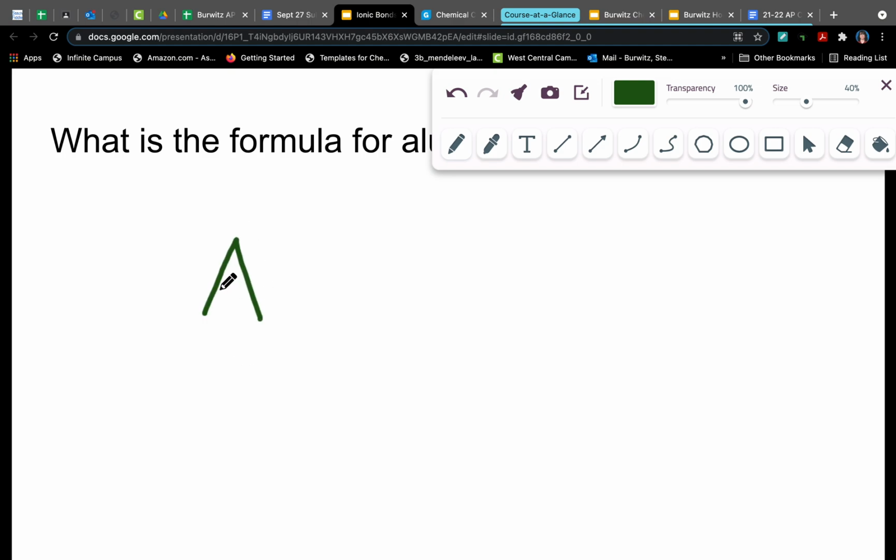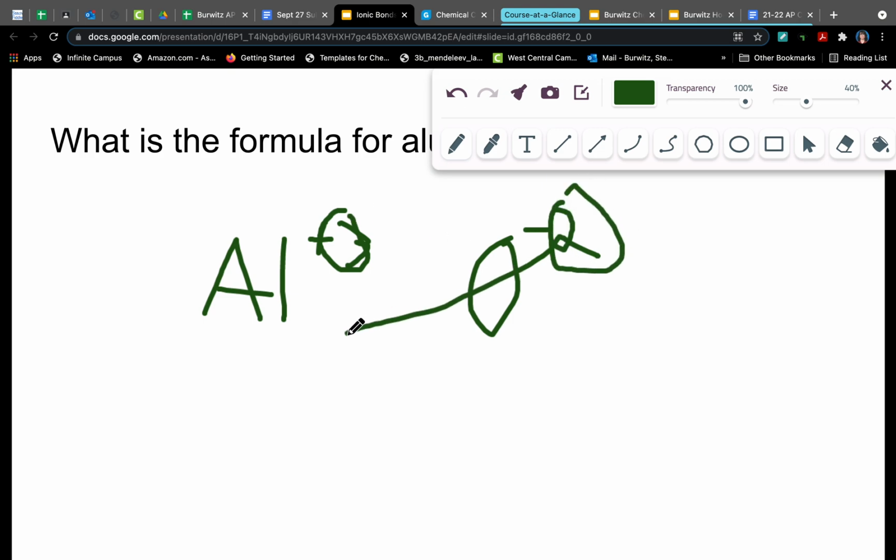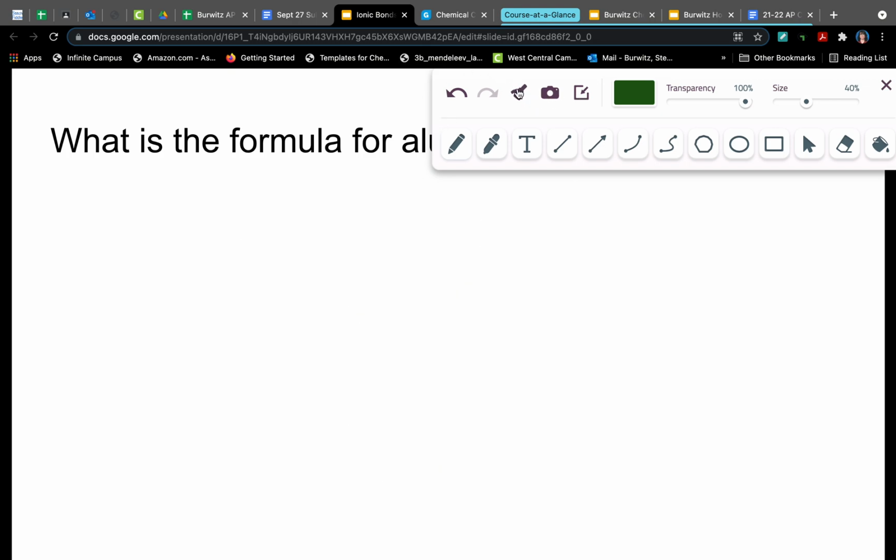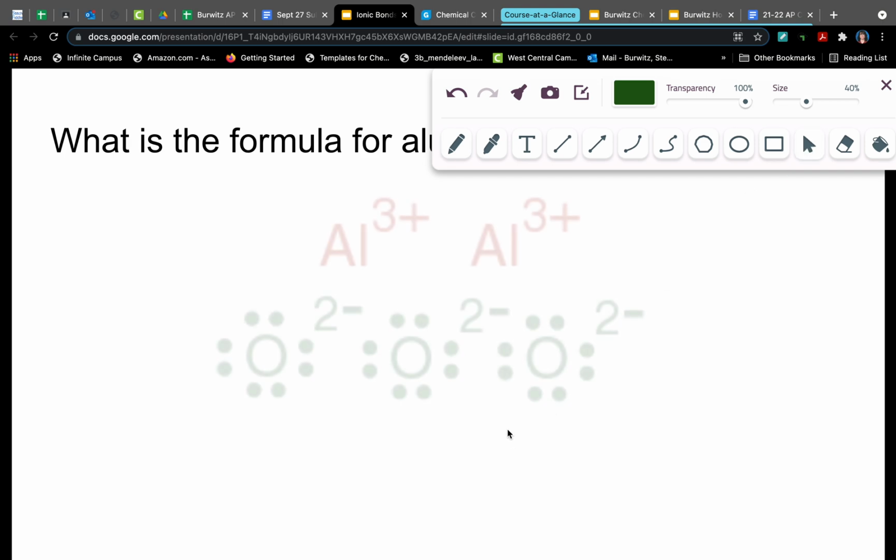Aluminum is always a +3 charge. Oxygen is always a -2, and I apologize for my handwriting because I am doing this with a mouse, not with a tablet. So you are going to circle the numbers of the charges. Don't bother bringing the charges down. Then we're going to crisscross our charges. And then we are going to write our formula, which is Al subscript 2 O subscript 3. That switcheroo works great for anything that has unlike charges.